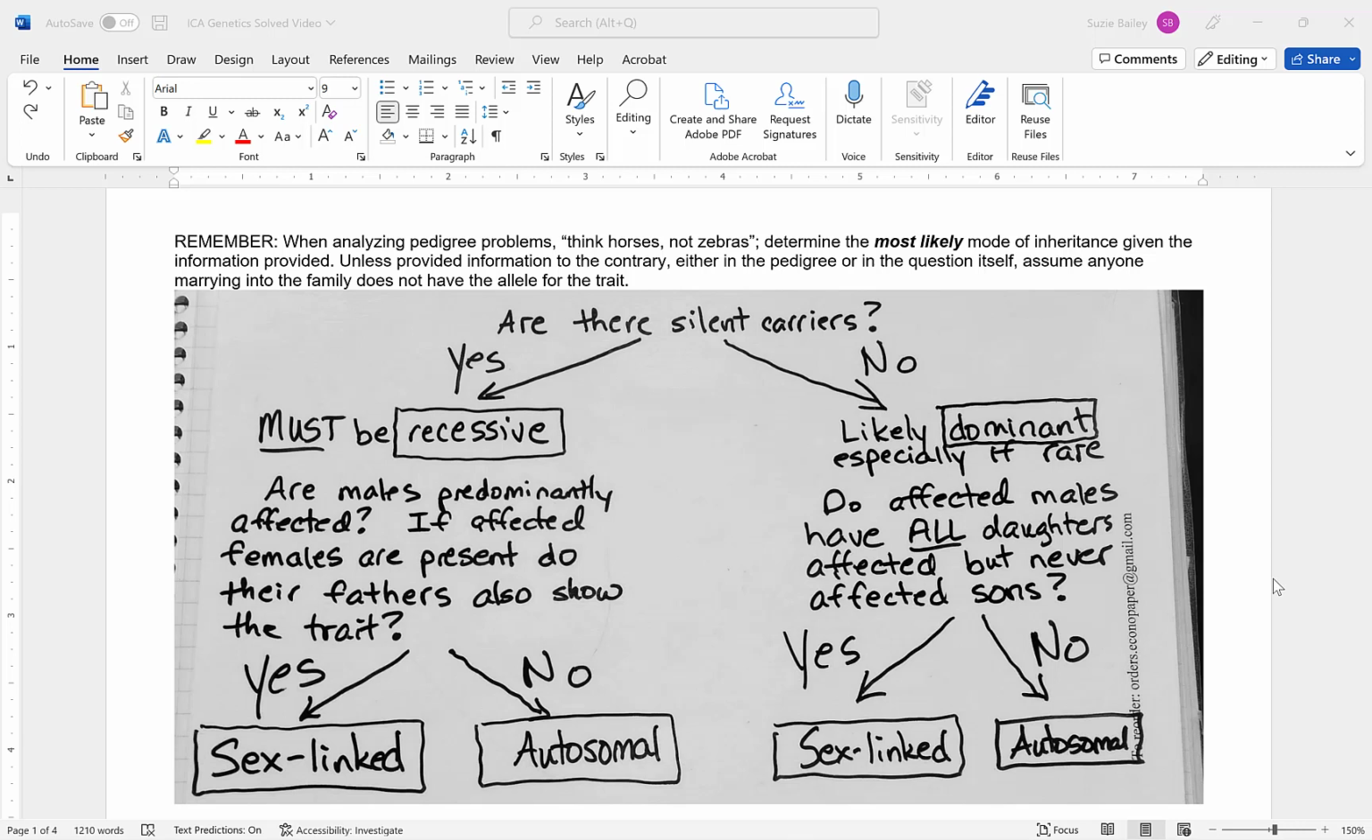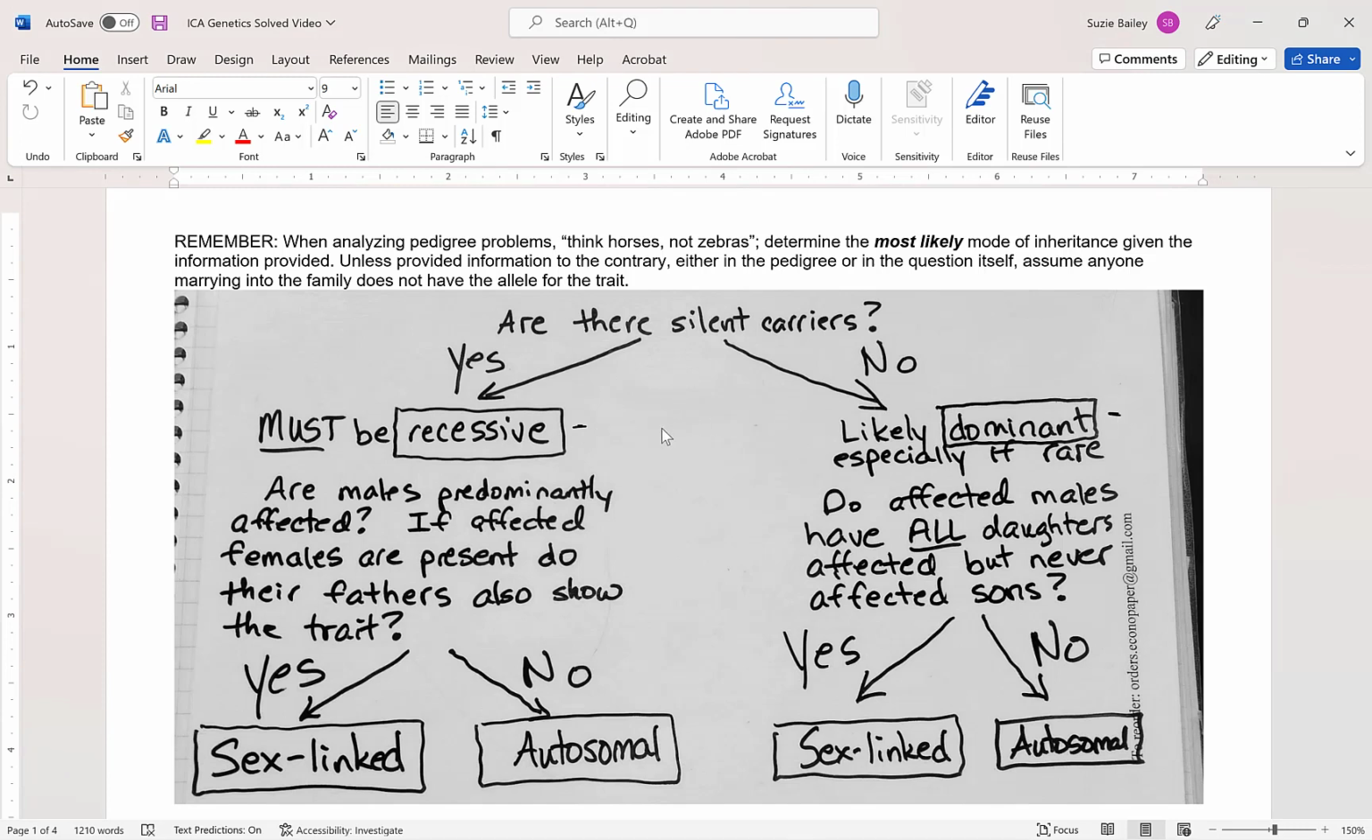So we always want to start with our decision tree, and specifically what we want to be determining initially when we're confronted with a pedigree is what's the most likely mode of inheritance, because we have to know this in order to then tackle the probability problems, because we have to be able to assign genotypes, right? And so question number 1 that we want to be answering is, does this look like a recessive trait or does it look like a dominant trait?